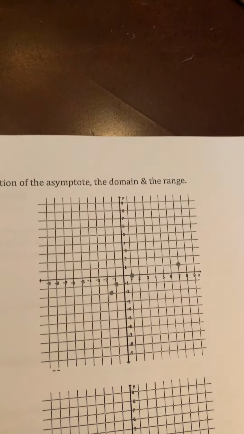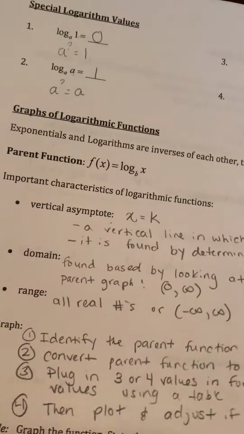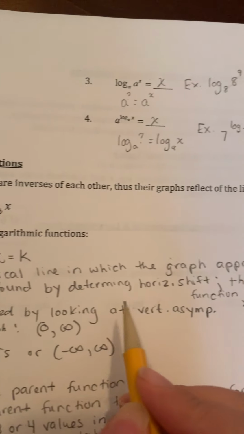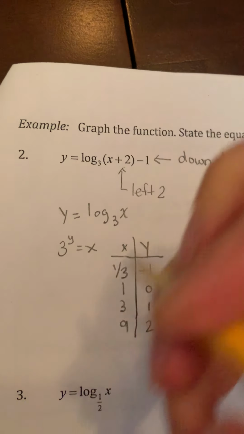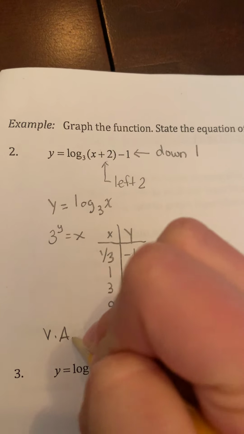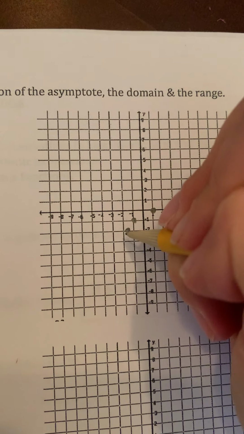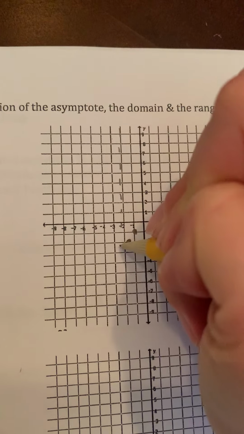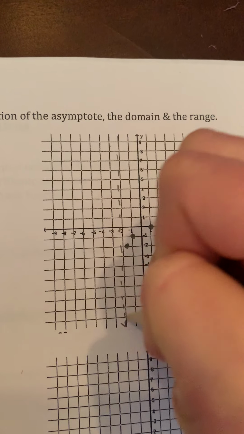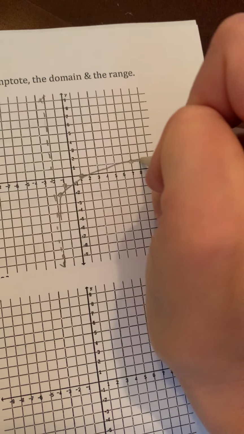Now we want to connect that curve, but don't forget about that vertical asymptote. So as I had stated previously, our vertical asymptote is found by determining that horizontal shift. Well, we moved to the left 2. So that vertical asymptote is going to be x equals -2 since we moved to the left 2. And as you can see here, that is what we're approaching. So I will sketch that vertical asymptote. And now I'll connect the curve.